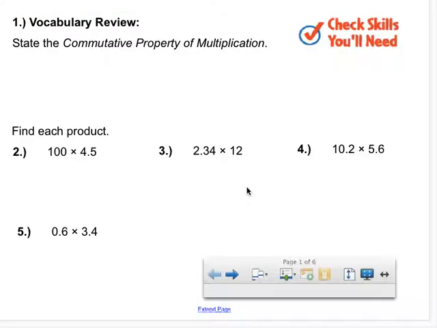Okay, so this is 7th grade, 2nd semester, Unit 2, Lesson 1. Vocabulary review. State the commutative property of multiplication. Who remembers the commutative property of multiplication? We covered this in the first semester, actually in the first quarter. Does anyone remember the commutative property of multiplication?